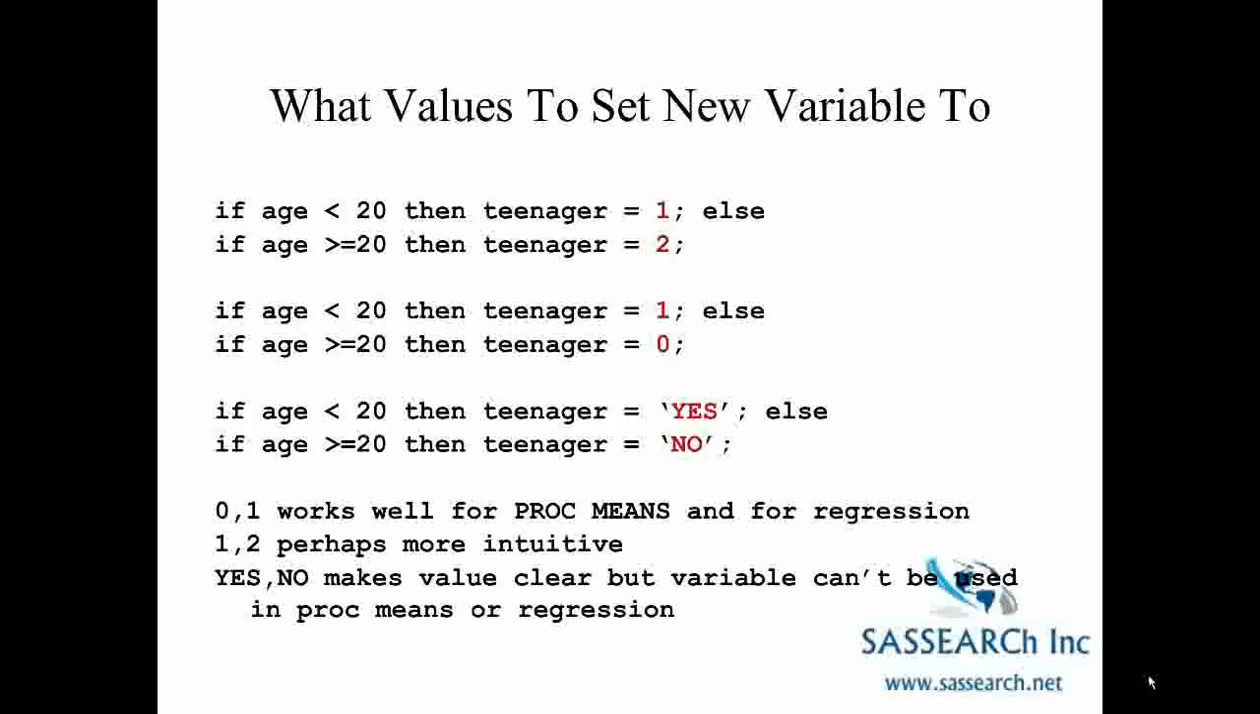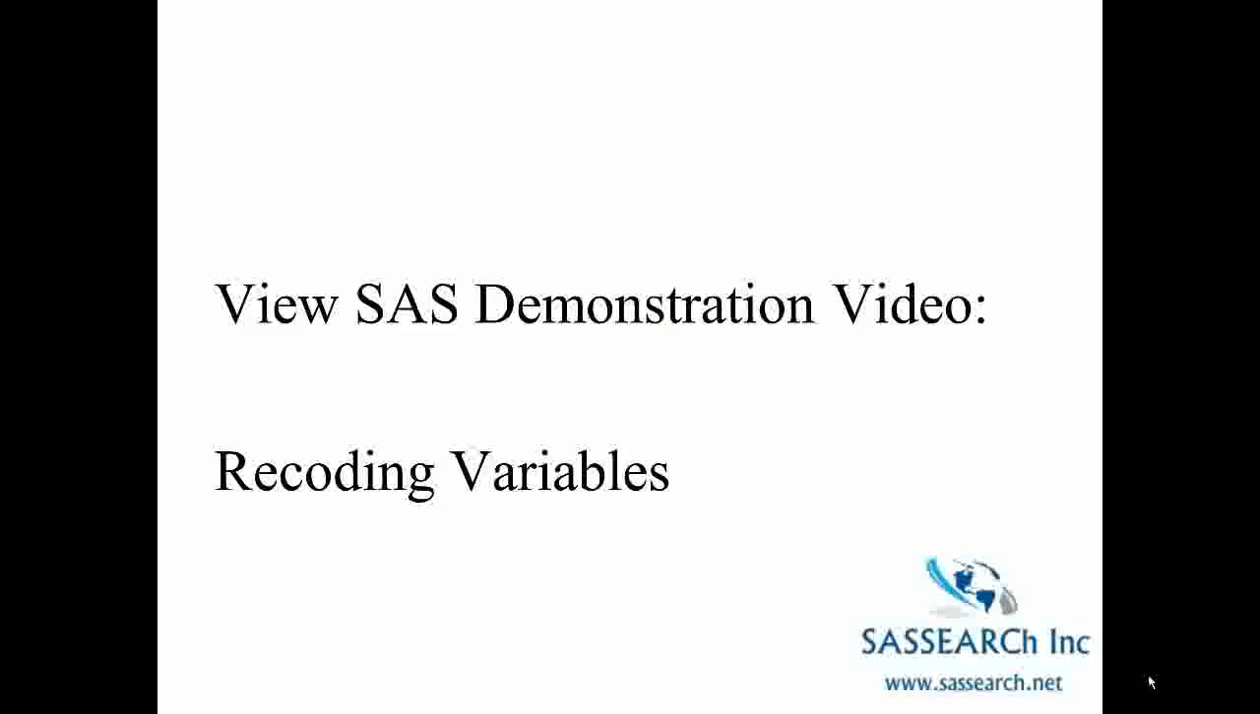We could also create a new variable that's a character string. So here we have if age is less than 20, then teenager equals yes. So when we're creating a character string, we need to put the string in quotes. Yes, no makes the value clear, but the variable can't be used in proc means or in a regression because it's not numeric. The SAS demonstration video, Recoding Variables, introduces both correct and incorrect ways to recode variables.